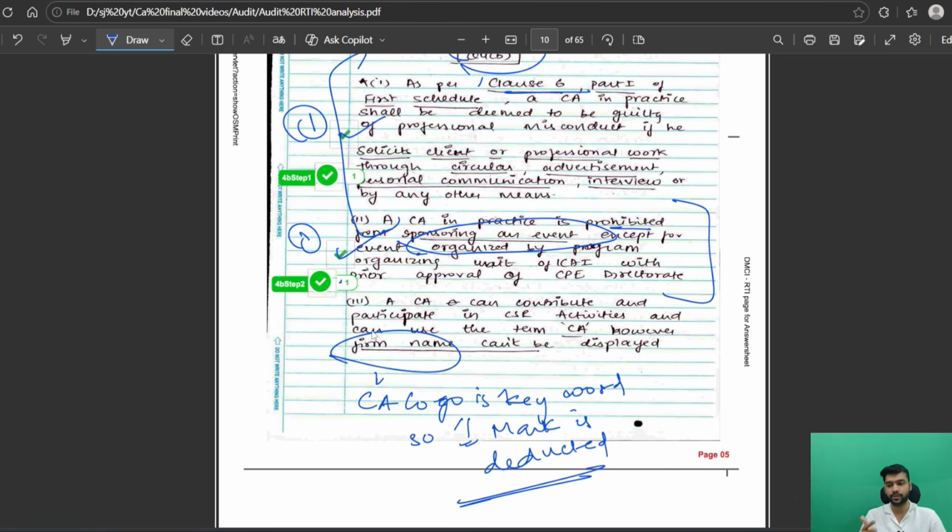And I will tell you in the next point why I did not get 1 mark here. Just because I have written everything which is there in the suggested answer, but only the CA logo word is not there. I have written firm name, but I missed writing CA logo. The answer should be that you can use the term CA, but cannot use the firm name and the CA logo. If I would have written CA logo, I would have gotten 1 mark here. But since that word is missing, the examiner did not give me the marks. It's as simple as that.